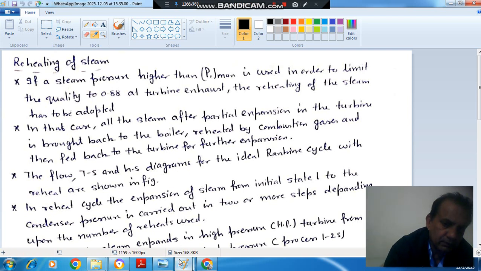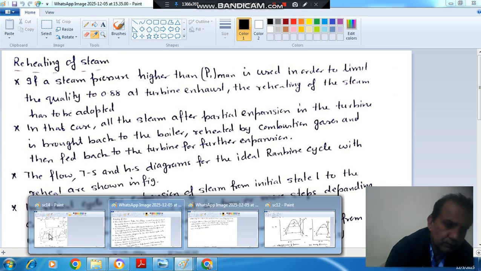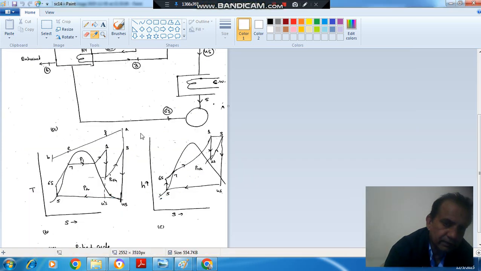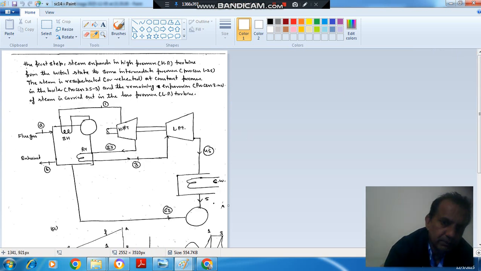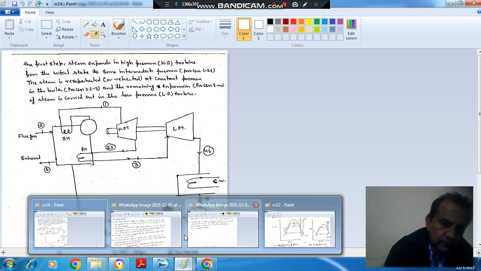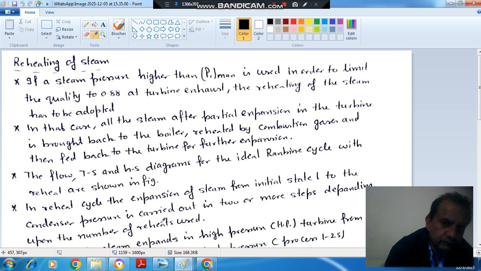So here you can see that after initial expansion we are reheating the steam and then feeding it back to the low pressure turbine. The flow, TS and HS diagrams of the ideal cycle with reheat are shown here.